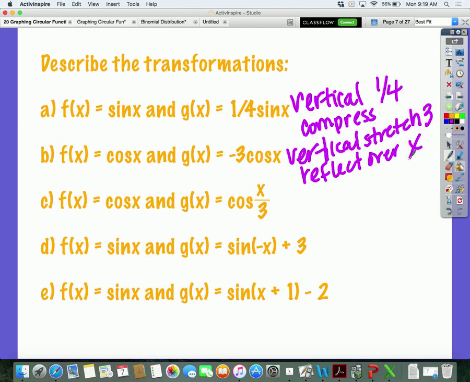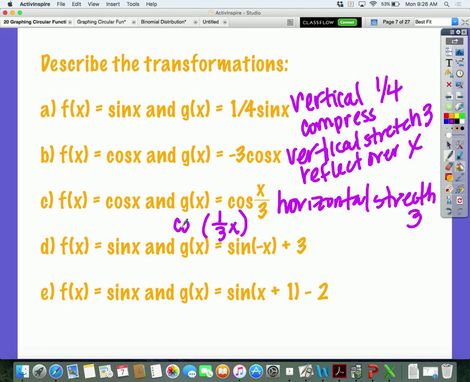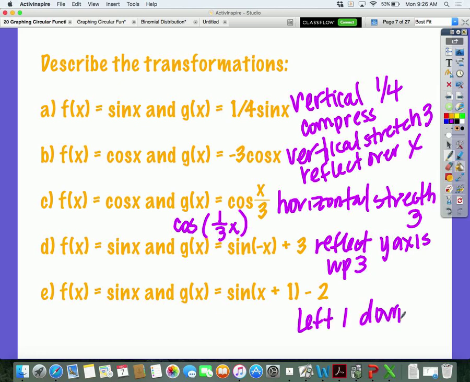I want you to do C, D, and E. Alright, so C is a horizontal stretch by 3. Remember, it's always the reciprocal. This is the same thing as saying 1/3 x. Over here, it's reflected over the y-axis, because your x is negative, and up 3. In this last one, you're moving left 1 and down 2.